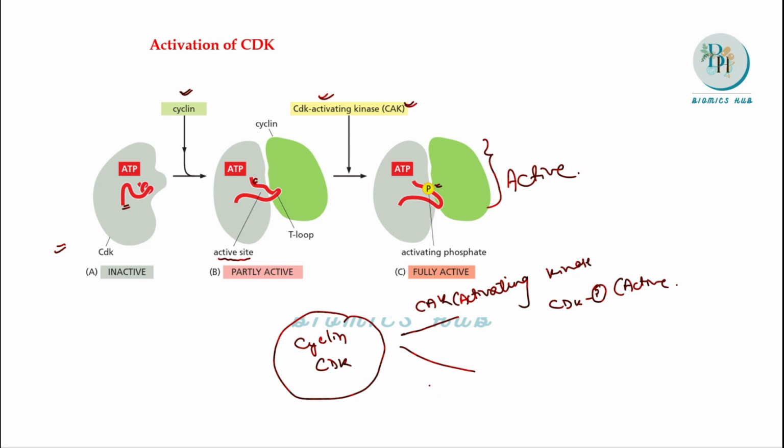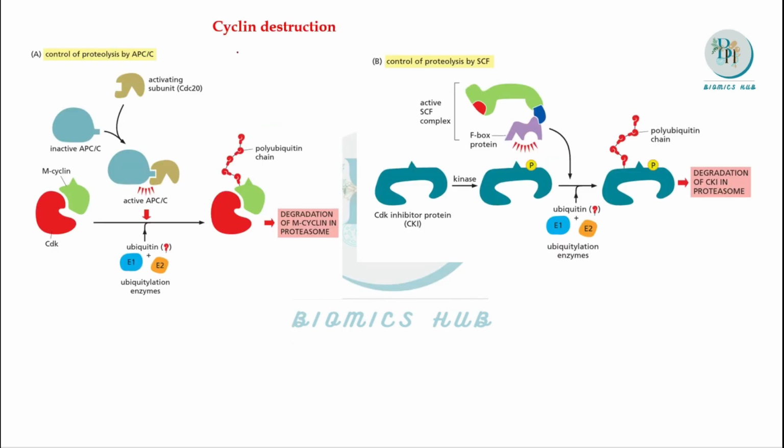The other one is CKI. The CKI means CDK inhibitor kinase. The cyclins, as we have discussed, are destroyed, but the CDK is not destroyed. How is the cyclin being destroyed? It is destroyed by two components, the APC and the SCF.